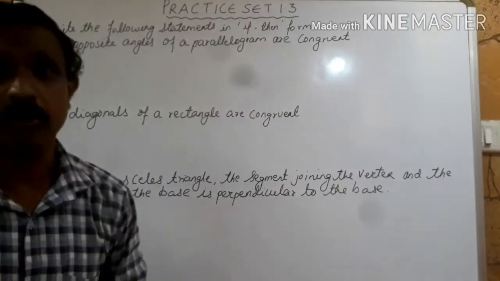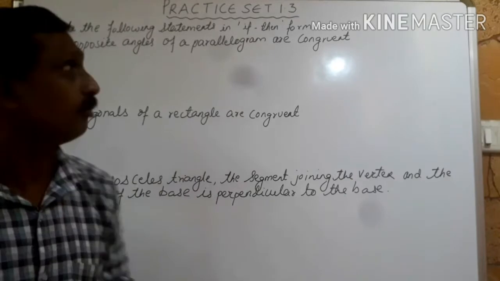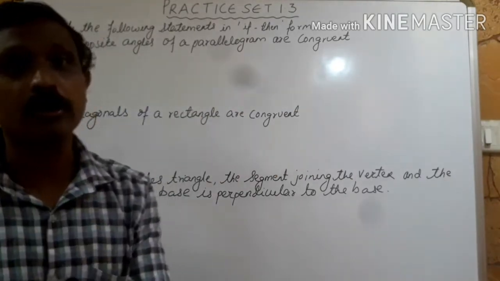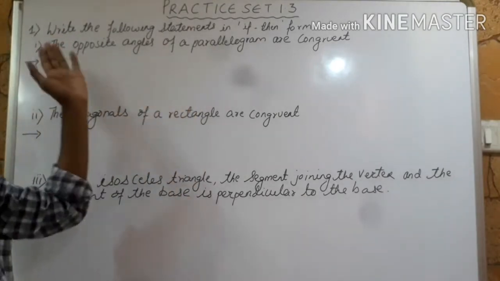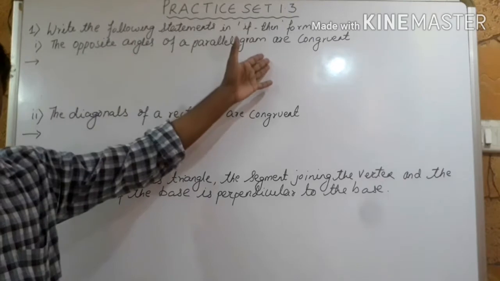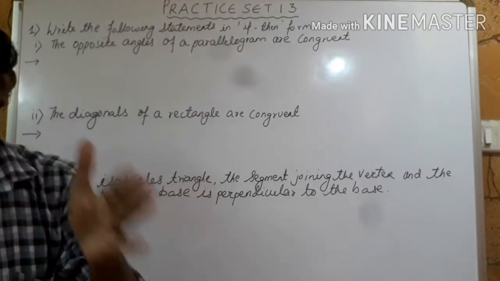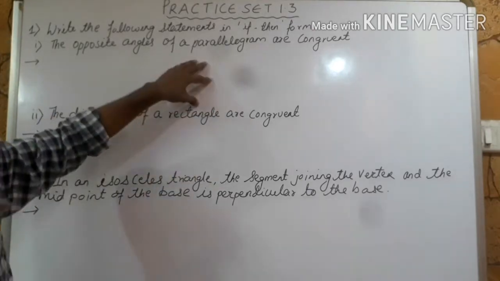Practice set 1.3, the first one. Write the following statements in if-then form. The first one, the opposite angles of a parallelogram are congruent. We have to write this in if-then form. So how will we write it? If a quadrilateral is a parallelogram, then opposite angles of that quadrilateral are congruent.